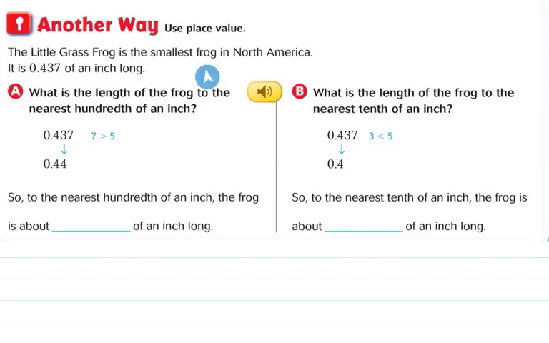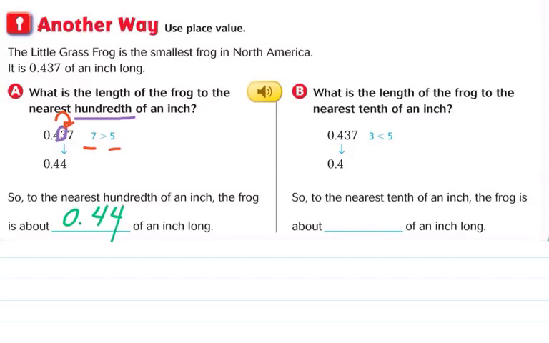So in step A, boys and girls, what it says is, what is the length of the frog to the nearest hundredth of an inch? So right off the bat, I'm going to underline hundredths of an inch because I know that's going to be the digit that I'm going to round. So again, you can use the same strategy. We can circle the hundredths and we can look next door and we see it is a 7. So now, boys and girls, 7 is greater than 5. So what's going to happen to this 3? The 3 is going to round up. So, to the nearest hundredth of an inch, the frog is about 44 hundredths of an inch long.